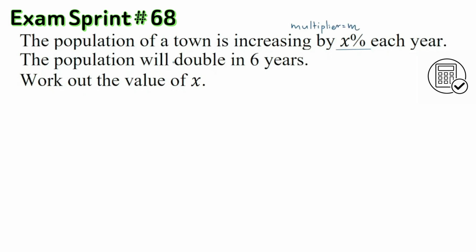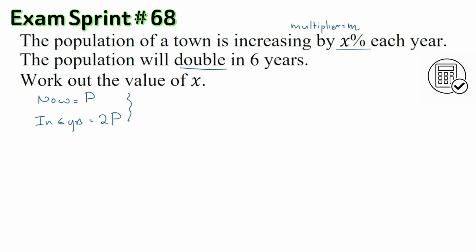Now, the population will double in 6 years. So what's the population now? We don't know the population. Let's call it P. I can just call it A, B, any letter really. I wouldn't use X because they've already used X for this percentage. Call it P, because P for population. Now, in 6 years' time, the question says that it doubles. So in 6 years, the population is going to be 2P.